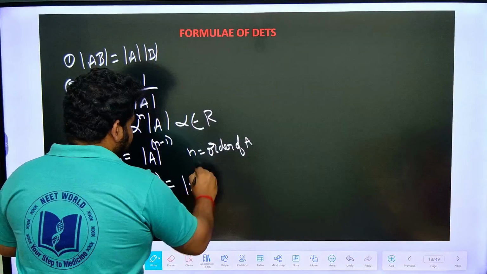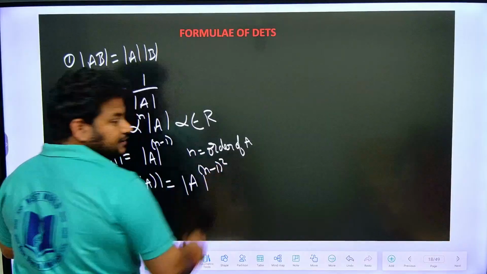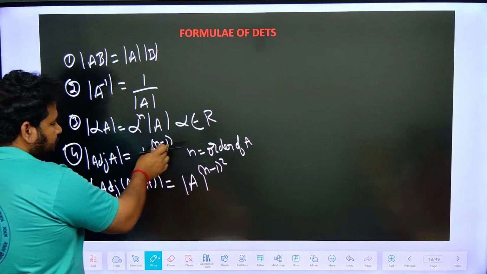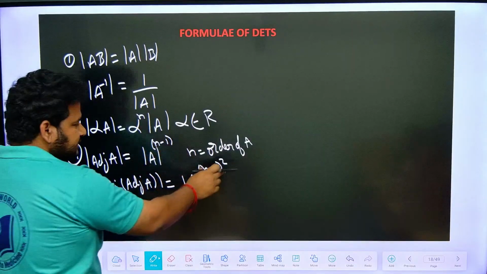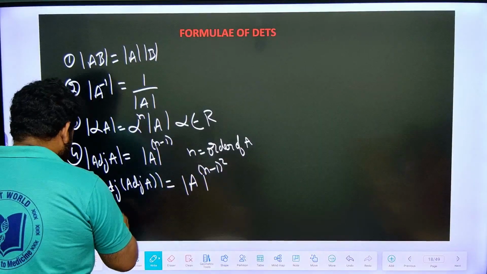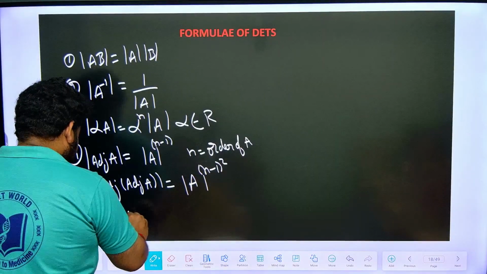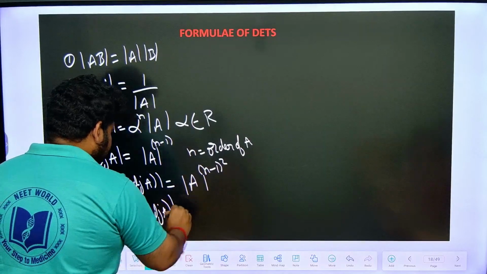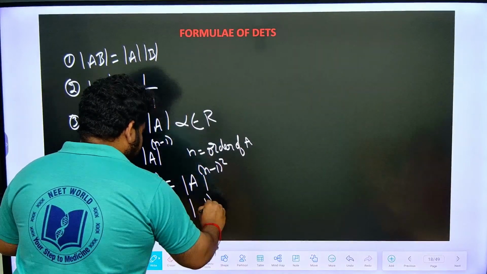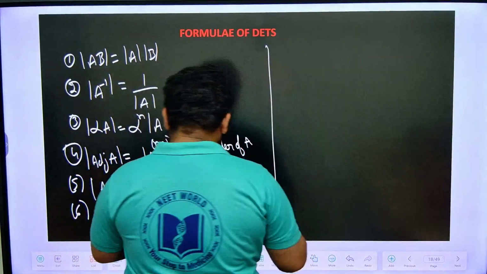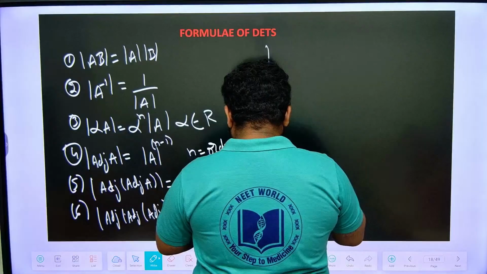Determinant of A to the power of n minus 1 square, whole square. 2 times adjoint means n minus 1 whole square. 1 time adjoint means n minus 1 whole square. Now tell me, if I write adjoint into adjoint of A, this will become what? Determinant of A power n minus 1 whole cube. Clear? Understood now? So if they give it, you should be able to answer directly.